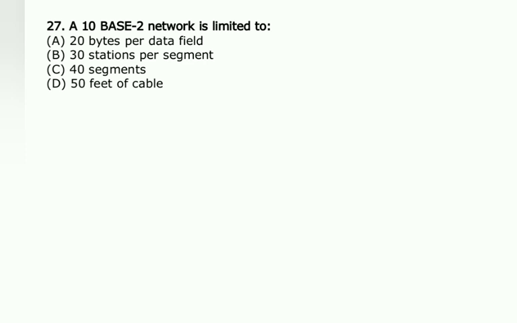Next one. A 10-base-2 network is limited to... Here 10-base-2 means a coax cable having a maximum length of 185 meters. The maximum practical number of nodes that can be connected to a 10-base-2 segment is limited to 30. That is 30 stations per segment.